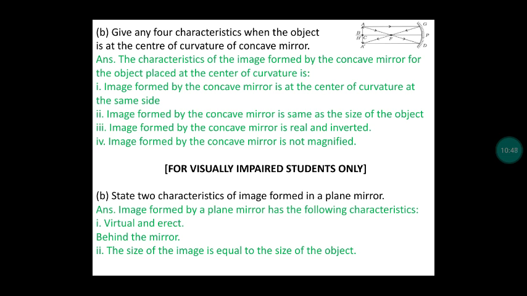State two characteristics of an image formed by a plane mirror. The image formed by a plane mirror has the following characteristics: virtual and erect behind the mirror. The size of the image is equal to the size of the object.